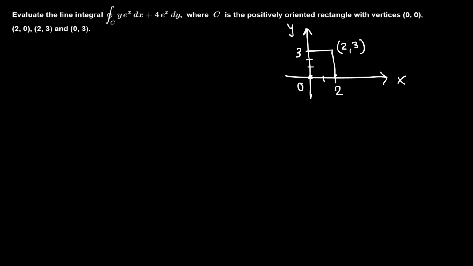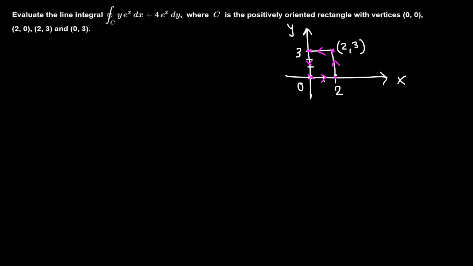Evaluate the line integral where C is the positively oriented rectangle with vertices (0, 0), (2, 0), (2, 3) and (0, 3). So (0, 0) here, positively oriented means going counterclockwise, then (2, 0) here, then (2, 3), then (0, 3), so back to the origin in fact. So positively oriented rectangle. So this curve is smooth.